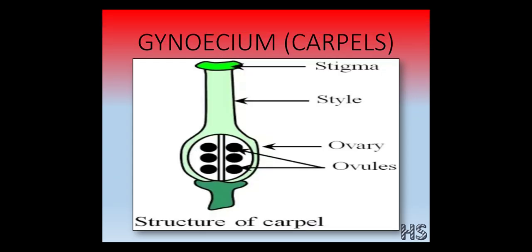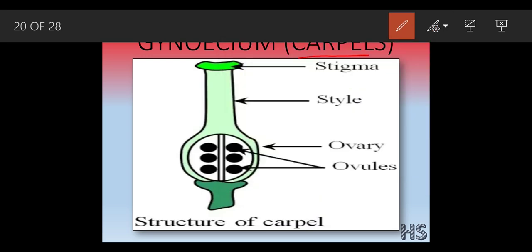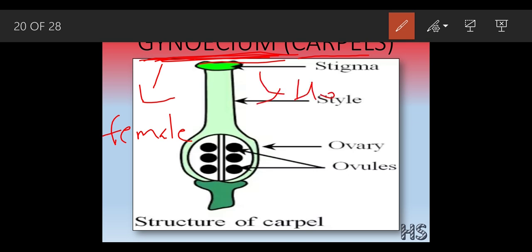Now gynoecium and carpels. A single unit would be called a carpel, and a multiple group of carpels will be called the gynoecium. What do you mean by gynoecium? Let's understand first with the words. The word gyne means female, and ecium means house. Same as the name androecium also. The word andro means man, the word ecium means house. Same like that, the word gyno means female, ecium means house.